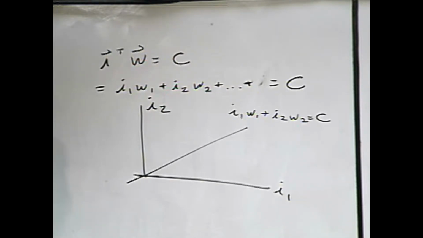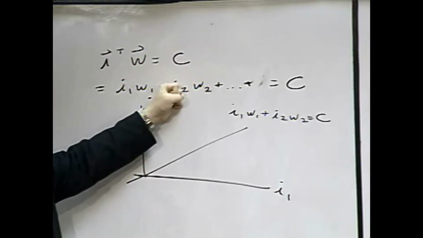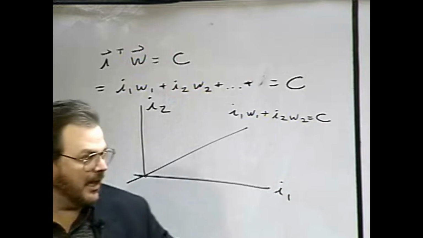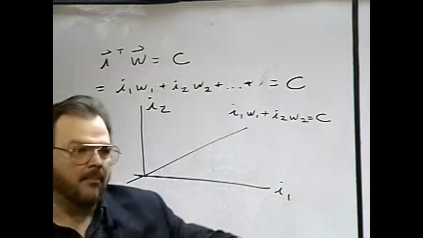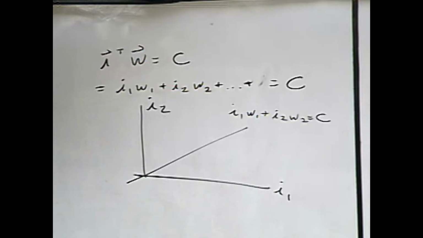Except it's even worse. It can separate them by a line, but that line has to go through the origin. That's even more restrictive. At least with the Fisher discriminant, that line could be floating somewhere. It doesn't have to go through the origin. But here the line has to go through the origin. Well, that's not good at all.